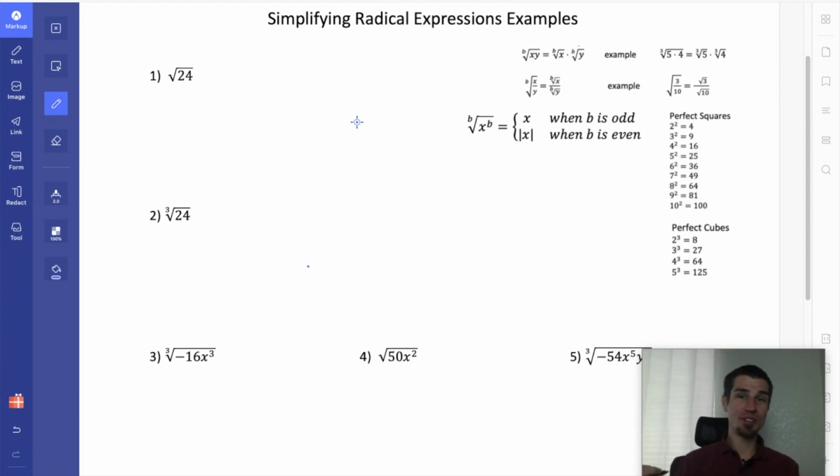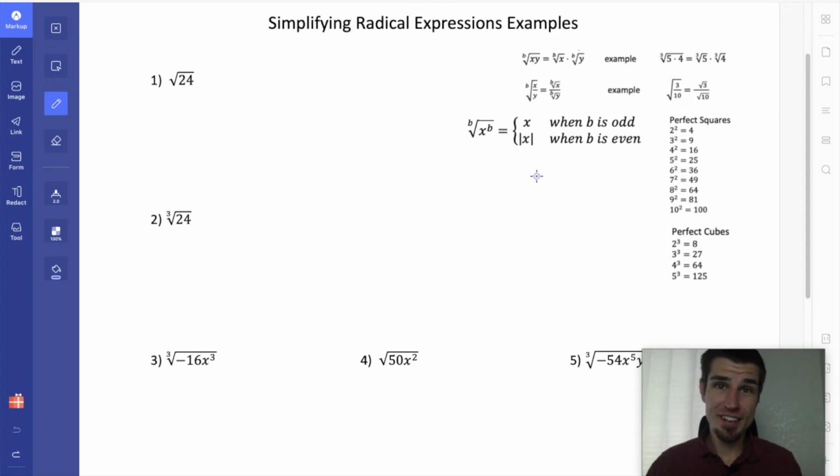And today we're going to be looking at some examples of simplifying radical expressions. So in my last video, I talked about just properties of how radicals simplify. So you can go check that out. I'll leave a link in the description down below so you can click that.